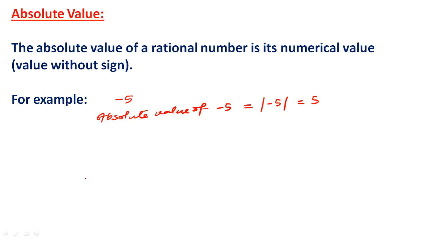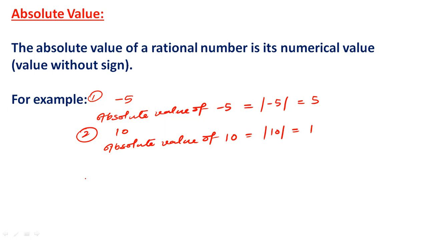Clear? And in the same way, if I ask you what is the absolute value of 10, then we can say that the absolute value of 10 is equal to mod of 10, which is always 10. So finally we have to remember that the absolute value of a rational number is its numerical value.